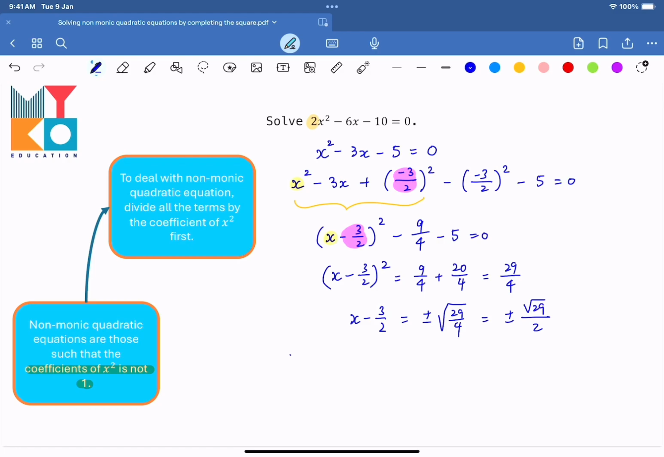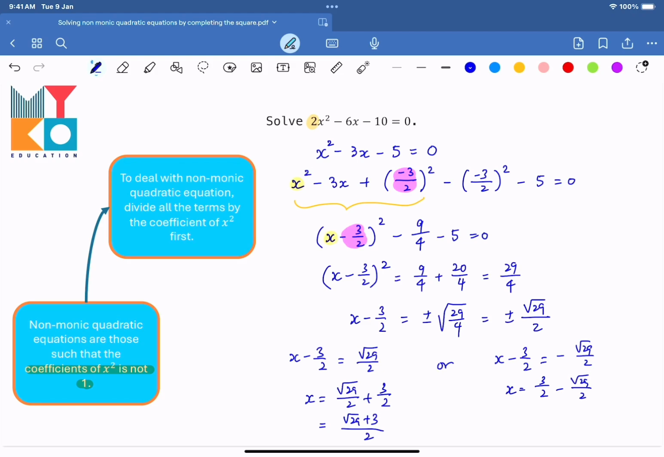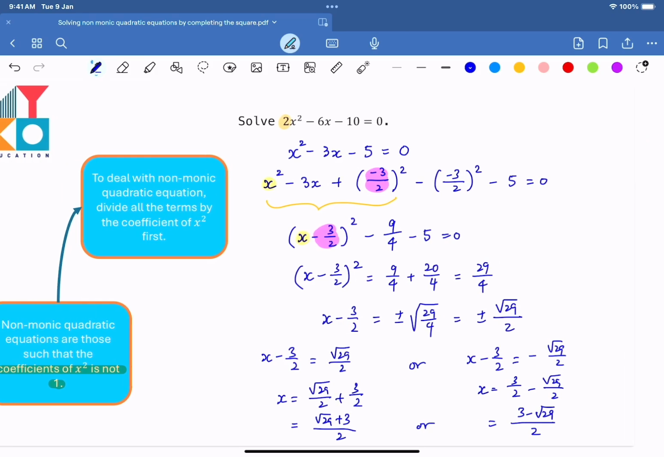And you will end up with two equations. x minus 3 over 2 equals positive square root 29 over 2, which gives you x equals square root 29 over 2 plus 3 over 2, which is going to be square root 29 plus 3 over 2. Or x minus 3 over 2 can be written as minus square root 29 over 2, so x will be 3 over 2 minus square root 29 over 2, which if you combine them into a single fraction, will be x equals 3 minus square root 29 over 2. So these are the two solutions for this non-monic quadratic equation.